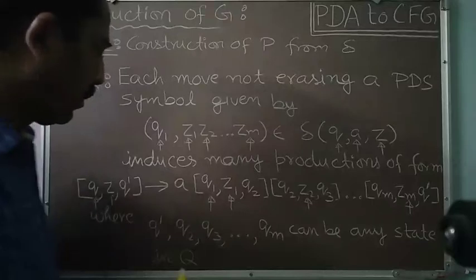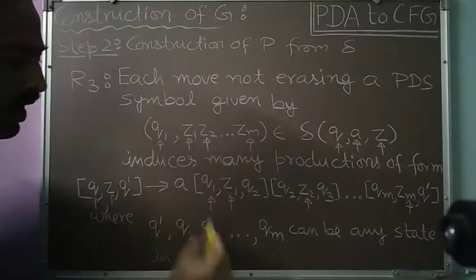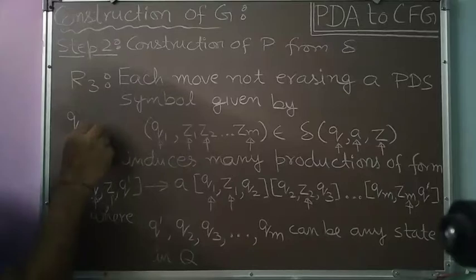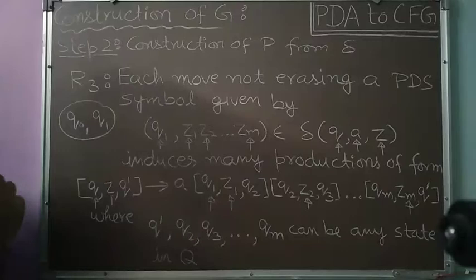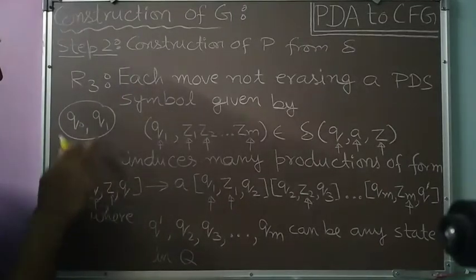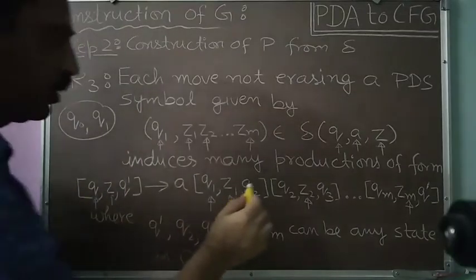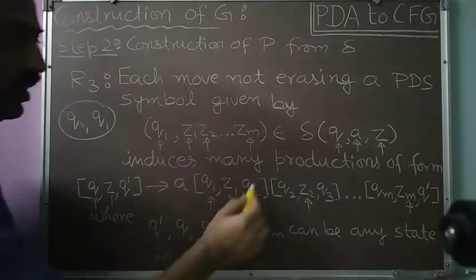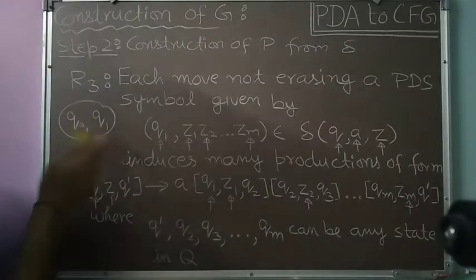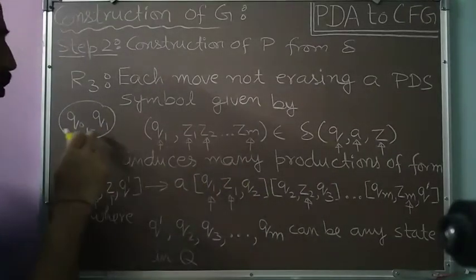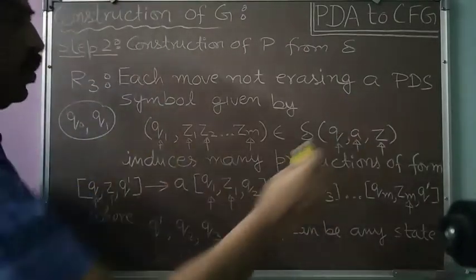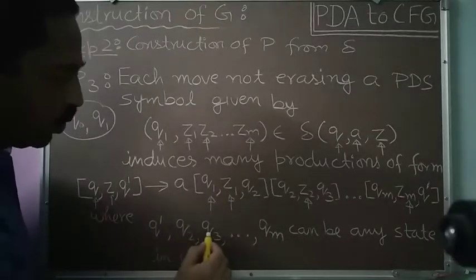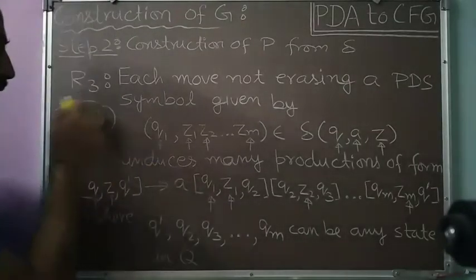How will it induce multiple productions? Suppose in this capital Q there are 2 states, suppose q0 and q1. Meaning thereby, this q' may take either the value q0 or q1. So there are 2 possibilities: once it will take q0, and second it will take q1. Similarly for this q2 as well, we have again the same 2 possibilities. This q2 may either be q0 or q1. And then for this q3 as well, and so on. So for all these q', q2, q3, and so on up till qm, we have 2 possibilities.